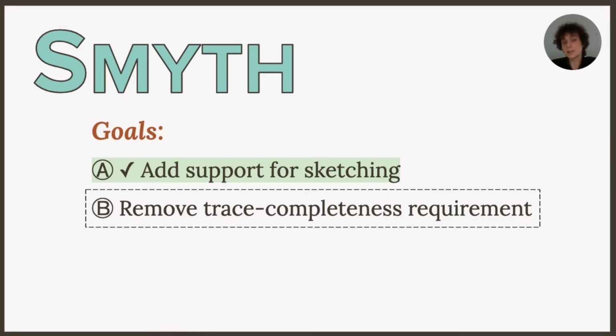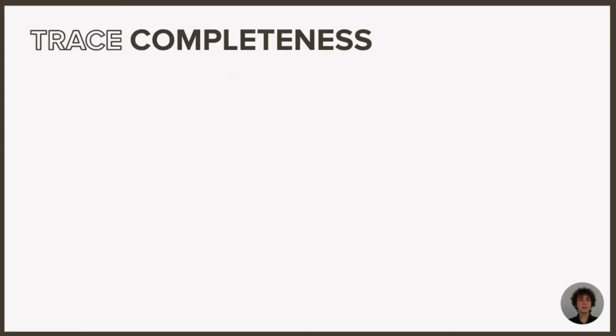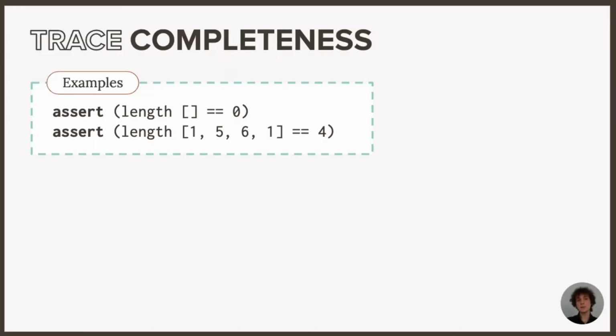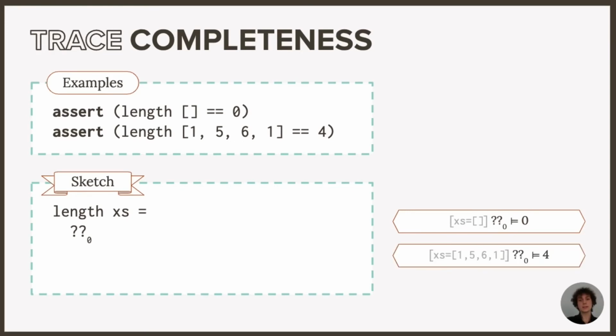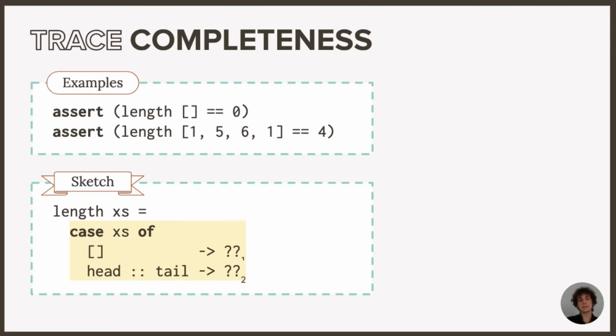Well, it turns out that live bidirectional evaluation also solves this problem. To see how, let's take a closer look at trace completeness. Let's say we want to specify the function length using these two non-trace complete examples, as well as a blank sketch. The first step would be to live unevaluate these assertions and get the two hole constraints that when x is the empty list, hole 0 needs to be 0, and when x is 1, 5, 6, 1, hole 0 needs to be 4. Because Smith is not going to find a non-branching expression to satisfy this hole, it's going to introduce a case expression that splits on x's.